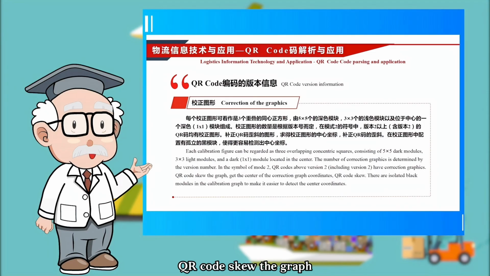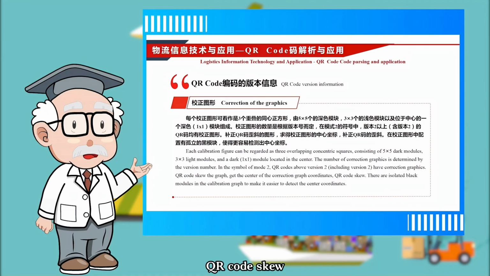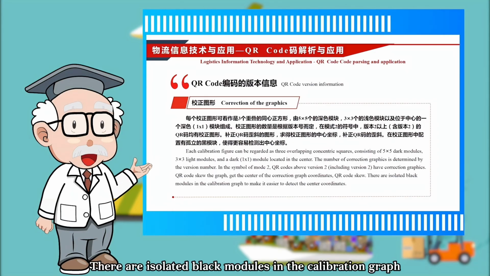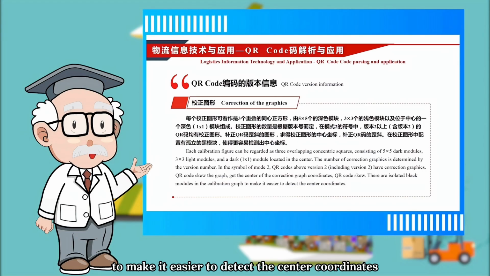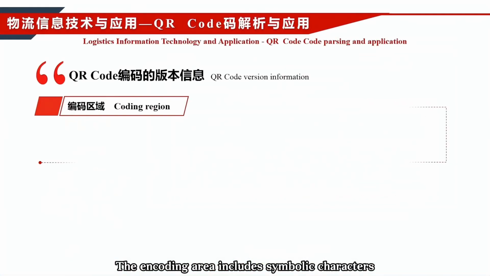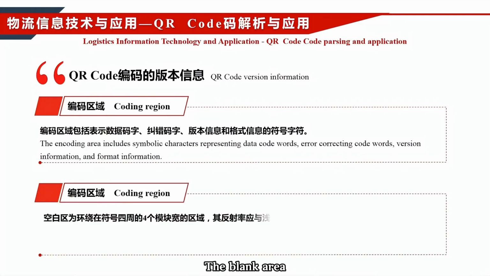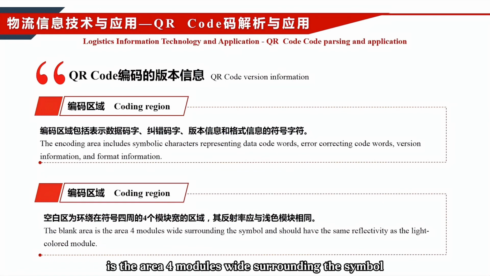When the QR code is skewed, the center coordinates of the correction graph can still be obtained. There are isolated black modules in the calibration graph to make it easier to detect the center coordinates. Encoding area. The encoding area includes symbol characters representing data code words, error-correcting code words, version information, and format information. The blank area is the area surrounding the symbol, several modules wide, and should have the same reflectivity as the light-colored module.